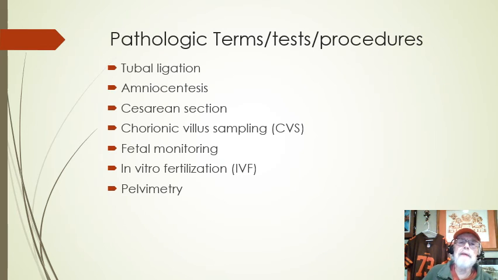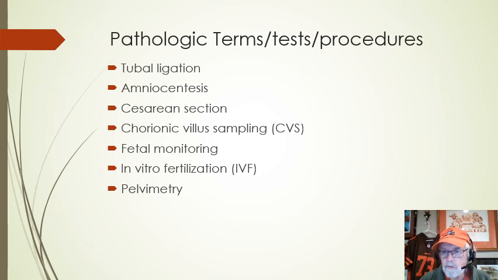A couple of pathological terms, tests, and procedures. Tubal ligation is tying the tubes. If I can't get the ovum to the spermatozoa, and I can't get the spermatozoa to the ovum, there's no pregnancy. So they find the fallopian tubes, tie them, cut between, and separate them. Therefore, the ovum can only go so far, the spermatozoa can only go so far, and they can never meet. Therefore, no pregnancy.